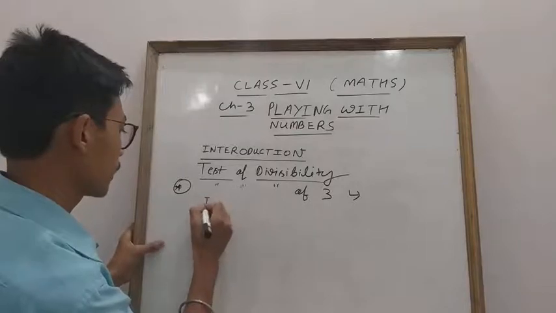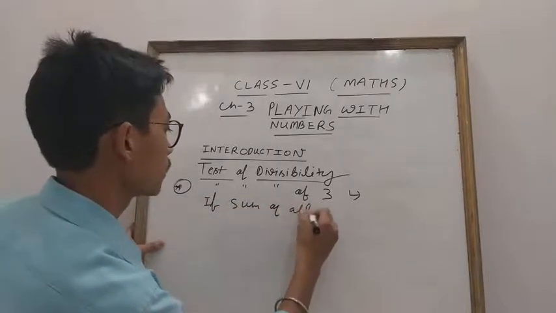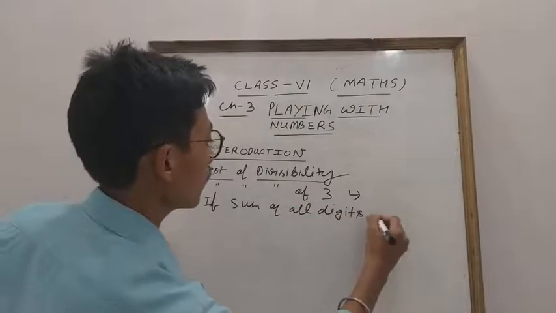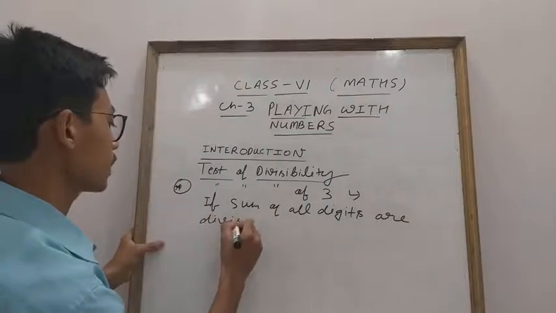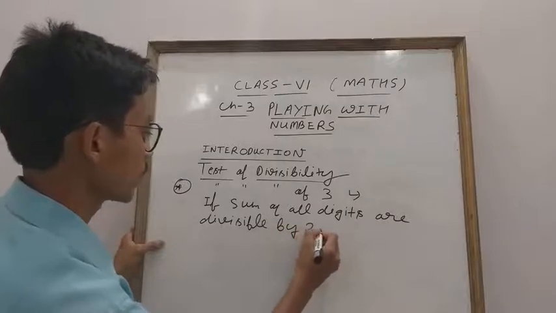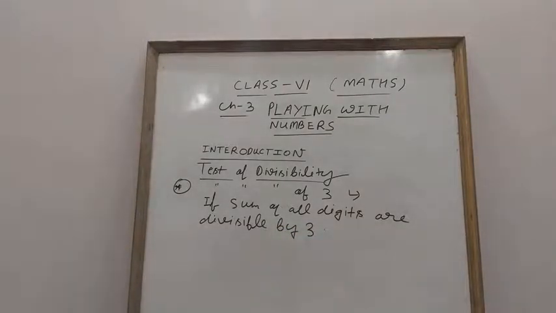If the sum of all digits are divisible by 3. Test of divisibility of 3, student, indicates that if the sum of all digits are divisible by 3. Clear student? If the sum of all digits are divisible by 3.